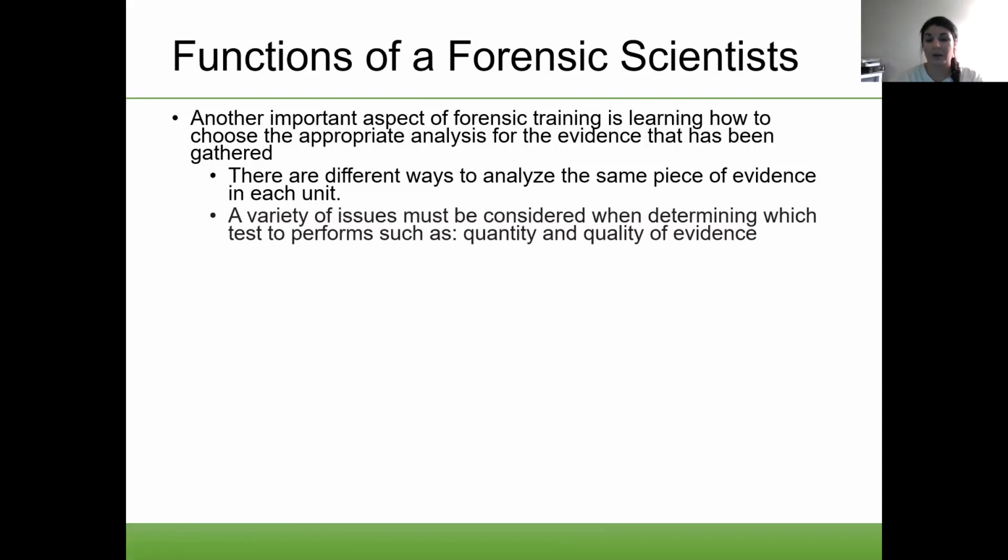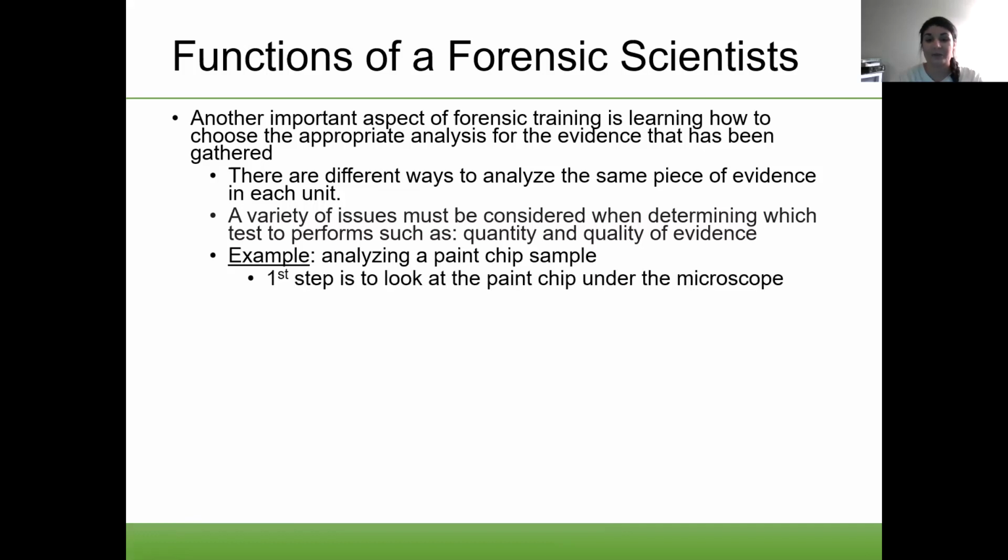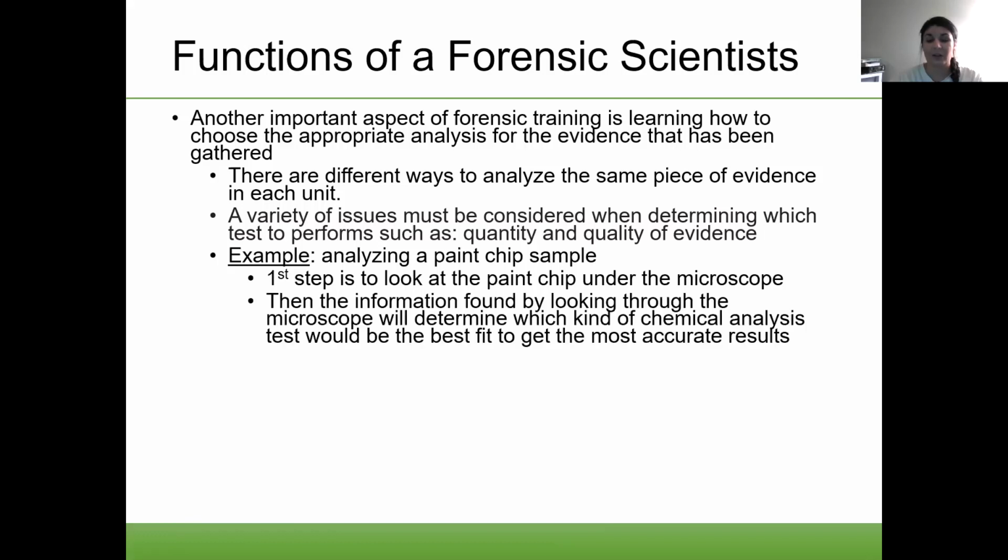One of them is the quality and the quantity of evidence. If you only have a little bit of evidence, there might be some tests that you can't do because there's just not a sufficient amount. For example, if you're analyzing a paint chip sample, the first step is to look at the paint chip under the microscope. Then, using the information you found looking through the microscope, you can determine what kind of chemical analysis test would be the best fit to get the most accurate results.